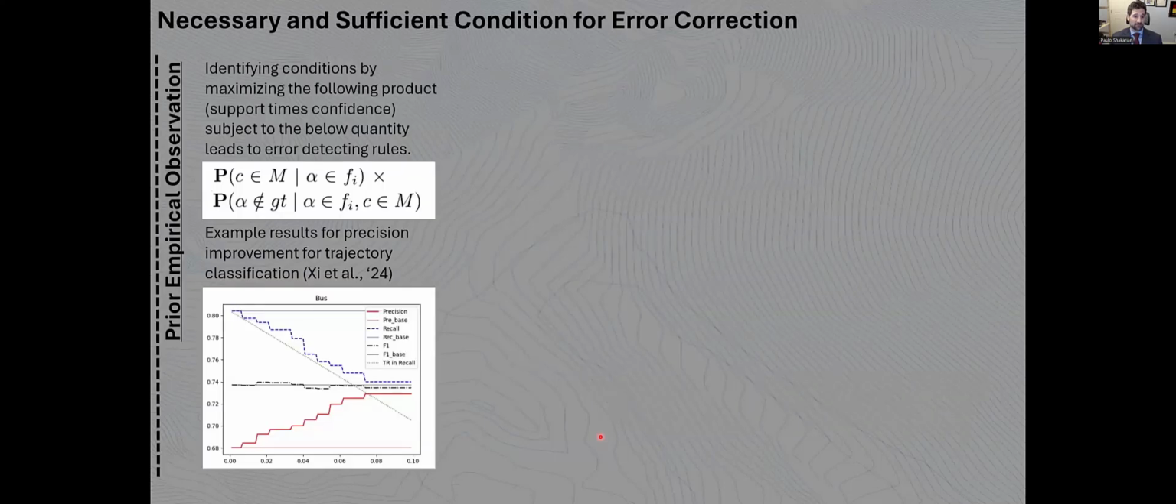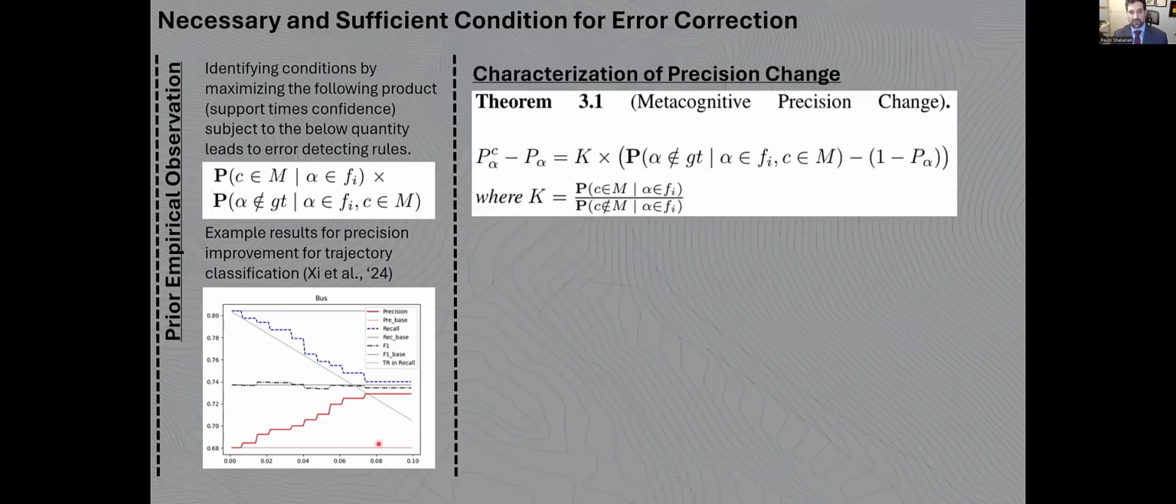So from here, we get necessary and sufficient conditions we were able to derive in the paper. And this deals with the kind of results that we've seen in the trajectory classification work. So the theorem here is we look at the change in precision. The change in precision, which is the precision when condition C is present minus the initial precision, is equal to K, which we define below, multiplied by this probability minus 1 minus the initial precision. And so essentially what you see here is that this increase in precision really hinges on two quantities.